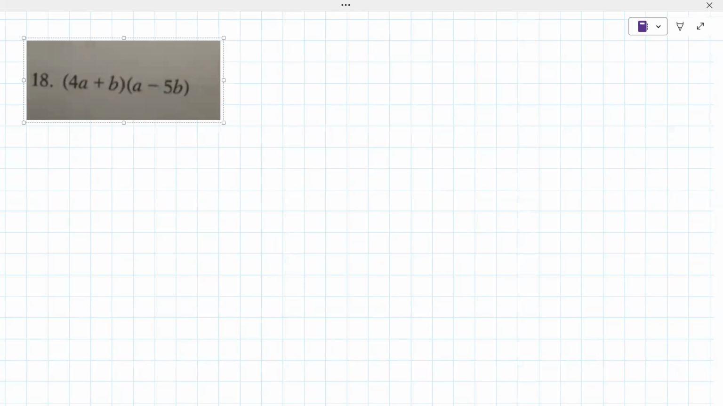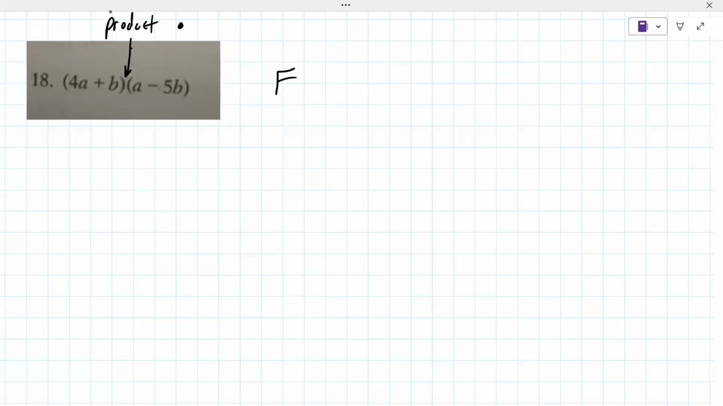(4a plus b) times (a minus 5b). What does that become? I meant what's the math operation between them? What are we doing between here? It's okay if you don't know. Okay, so this is a product. What math operation is a product? Multiplication, right? Multiplication.